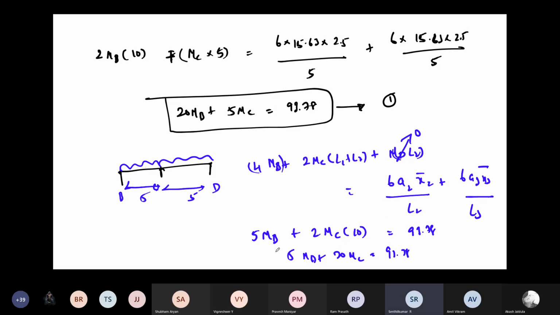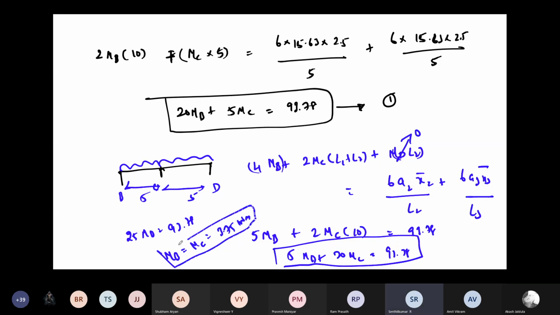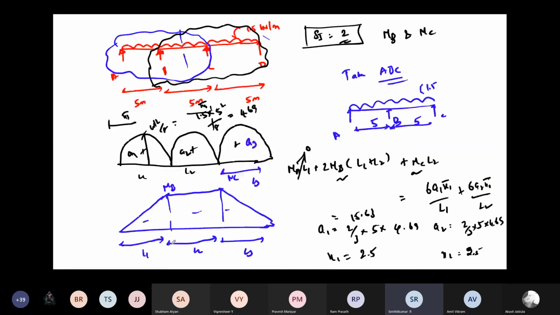So when you have identical equations, we know that M_B and M_C will be equal. So putting M_C equal to M_B, 25 M_B equals 93.78. So finally M_B equals M_C equals 93.78 by 25. That is coming around 3.75 kilonewton meter. This is your answer. Both are coming the same, that is 3.75. That's all.